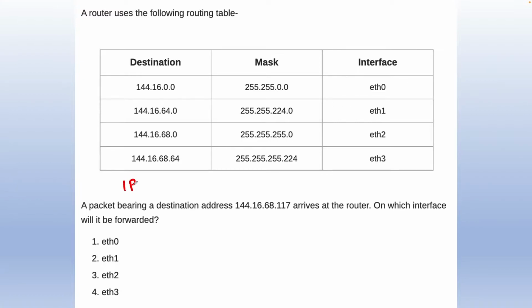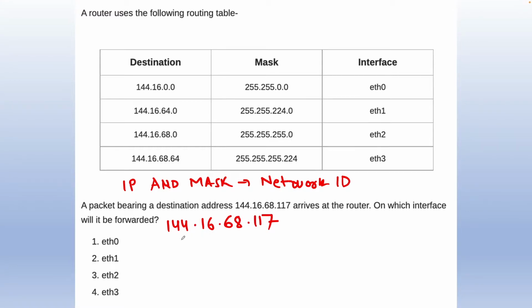This IP address, when ANDed with the mask, gives us the network ID, right? So what we will do is we will take the IP address 144.16.68.117 and we will AND it with the first option, that is the first row, that is 255.255.0.0. So this one will give us the same result, that is 144.